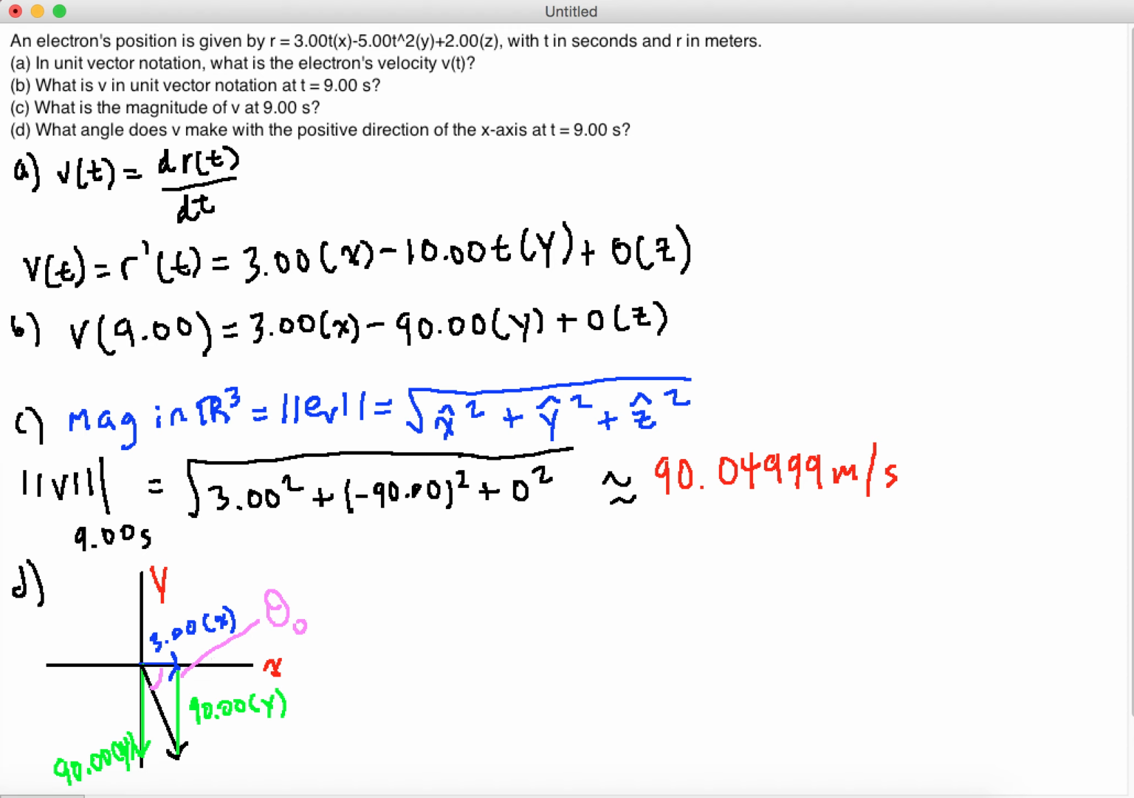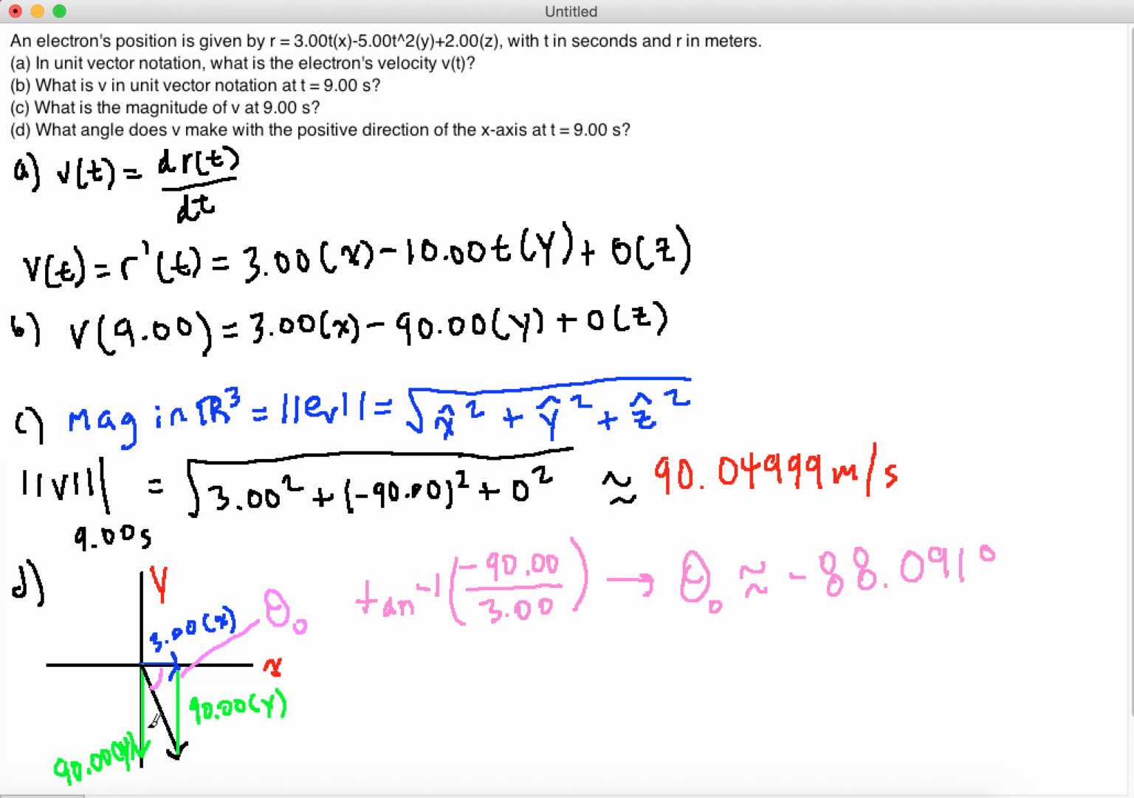So now we can solve for theta naught using the arctangent. We have the tangent inverse of, and tangent is opposite over adjacent, so it's negative 90.00 divided by 3.00, and this yields a theta naught of about negative 88.091 degrees, and that's given downwards in this direction, the negative direction.